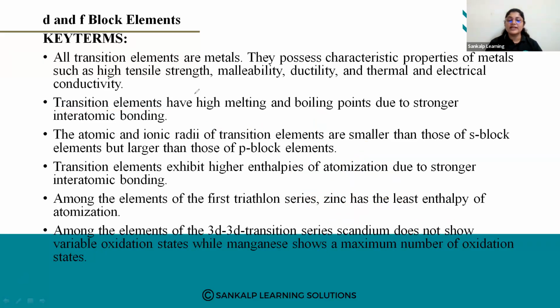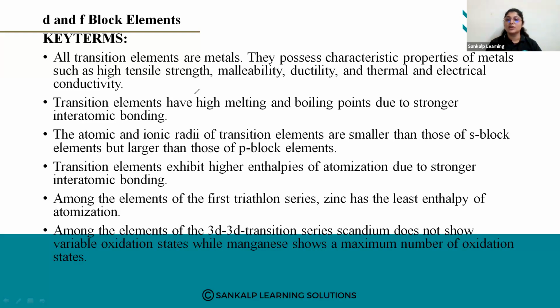So they possess the characteristic properties of metals. You know what metals are? They have a shiny surface, they have high tensile strength, and they have properties like malleability and ductility. Malleability and ductility means what? They can be converted into sheets and thin wires. And they have thermal and electrical conductivity. They are good conductors of heat and electricity.